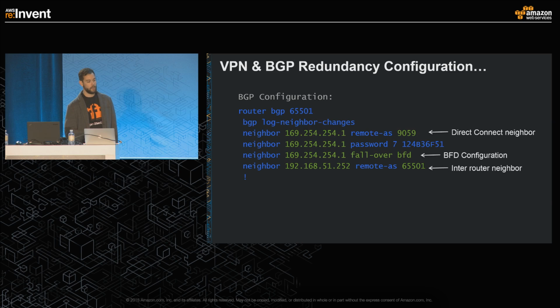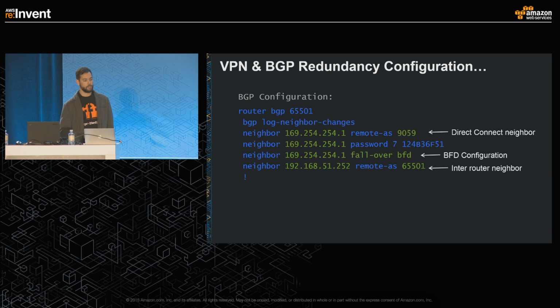And we've got our inter-router neighbor as well here. So you'll notice I've got 2 neighbors. One has a remote AS of 9059. That's actually our Dublin region. So every one of our regions has a different ASN, or sorry, autonomous system number. 9059 is our Dublin region. I'm actually doing most of the testing I'm doing in Dublin. North America has its own ASN as well. I think it's 7224 by memory.